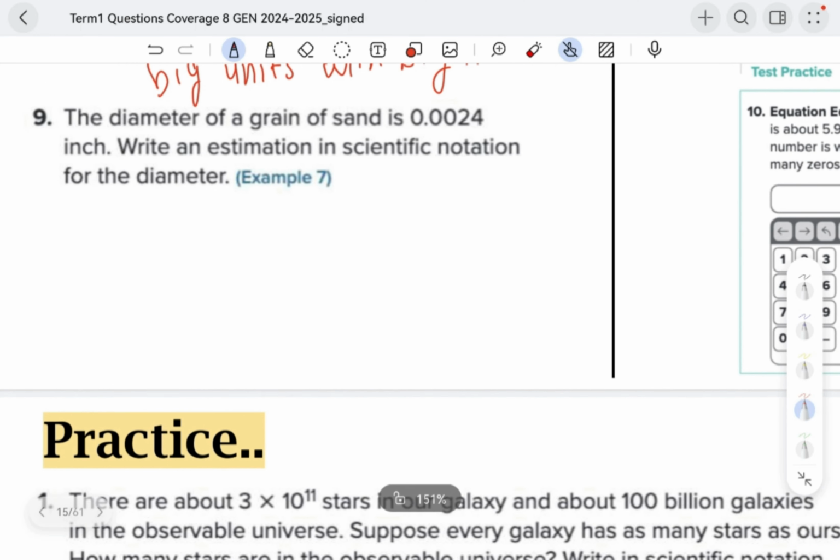Okay, question number 9. The diameter of a grain of sand is 0.0024 inch. Write an estimation in scientific notation form. Okay, so first we have to estimate the number. We're gonna round it to 0.002. If we wanna write it using the scientific notation form, it will be 2 times 10. We're gonna move the decimal point 1, 2, 3 steps. So it will be 10 to the power minus 3.